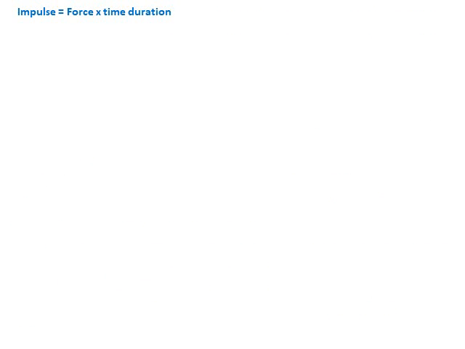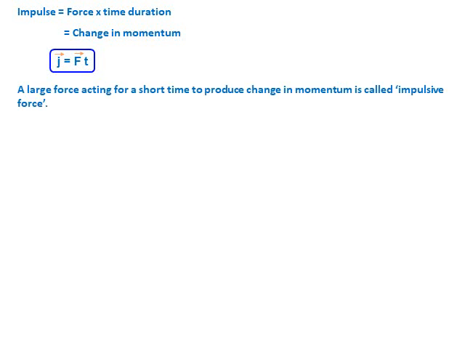Impulse equals force into time duration mathematically, and that is equal to change in momentum. It is denoted by J, or by I in some books. A large force acting for a short time to produce a change in momentum is called impulsive force.